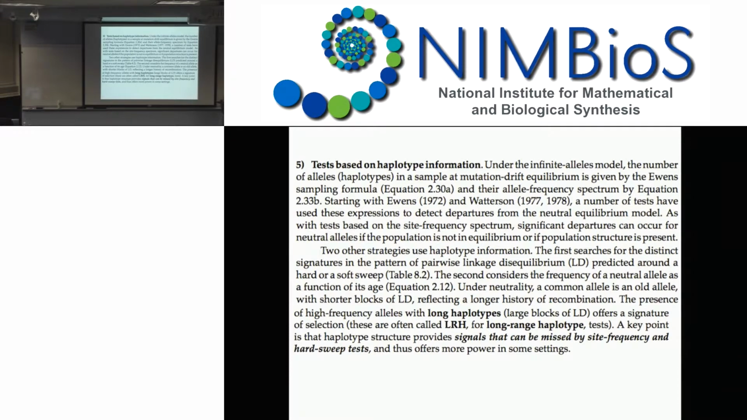Other ways to use haplotypes: I could look at distinct signatures in LD that differ between a hard versus a soft sweep. We'll talk about tests for those. Or I can use this idea, which is very popular now, that a common allele is an old allele and therefore should have shorter blocks of LD. So a lot of the most powerful tests now are based upon looking for long haplotypes, long blocks of LD, and these are often called long-range haplotype tests.